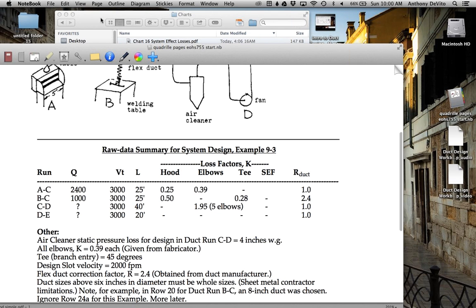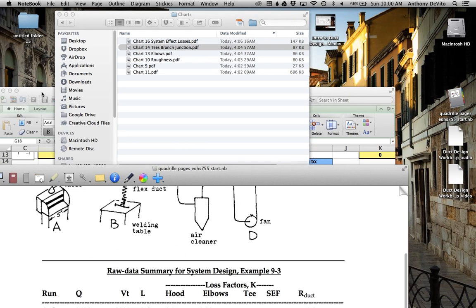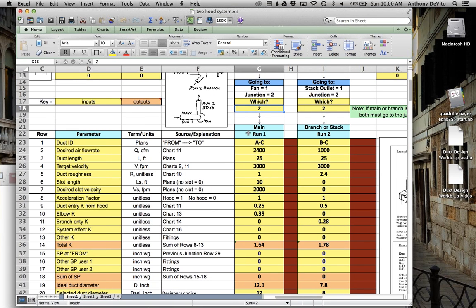Okay, so we got all the information. Now we need to go back to our spreadsheet to do these calculations. So from A to C, we want to have 2,400 cubic feet per minute from our chart. We need 25 feet of duct. Our target velocity is 3,000. Our duct roughness is 1. There happens to be a slot in here, and again, this would come from chart 11. The length of the slot, there's actually 2 5-foot long slots, I believe. There's 10 feet of slot, and desired slot velocity is 2,000 feet per minute. Now, if you don't have a slot, you just put a 0 and a 0 there.